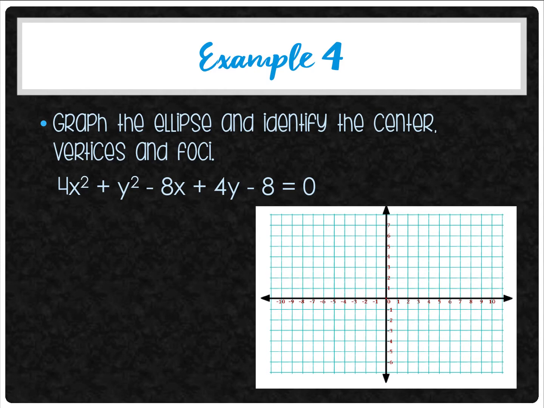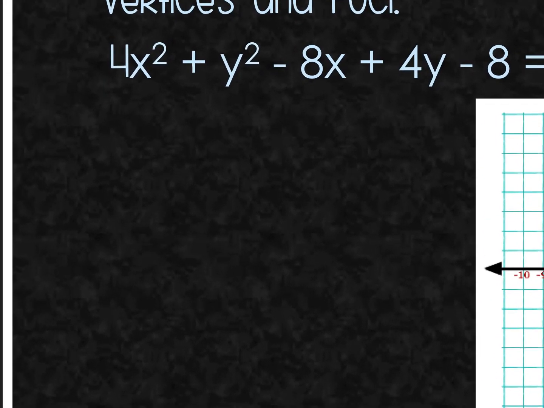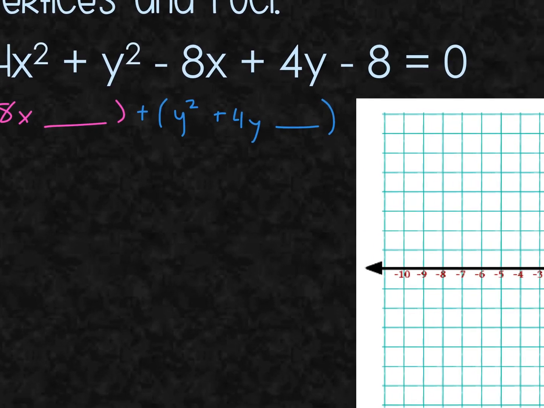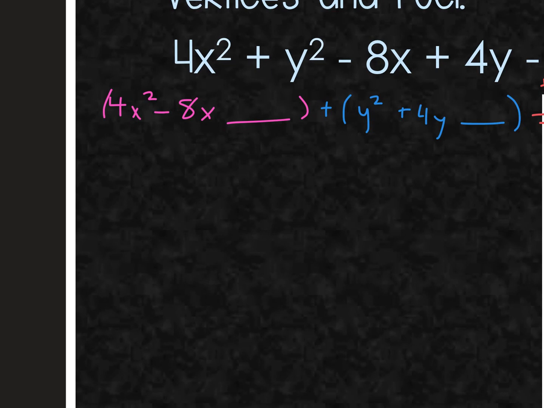So for example 4, pretty much doing the same thing, just different numbers. I want to put my x's together and put my y's together. So I have 4x squared minus 8x. I'm going to leave a space for that number that's going to help me complete the square. Do the same thing for my y's: y squared plus 4y. Leave a space. And I'm going to move that 8 to the other side. Just add that 8 over. So equal to 8. What should I do first with my x's?